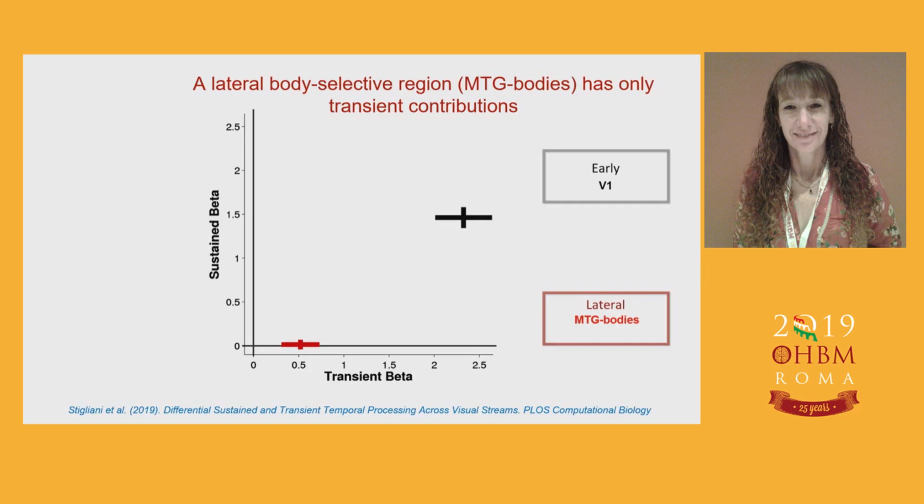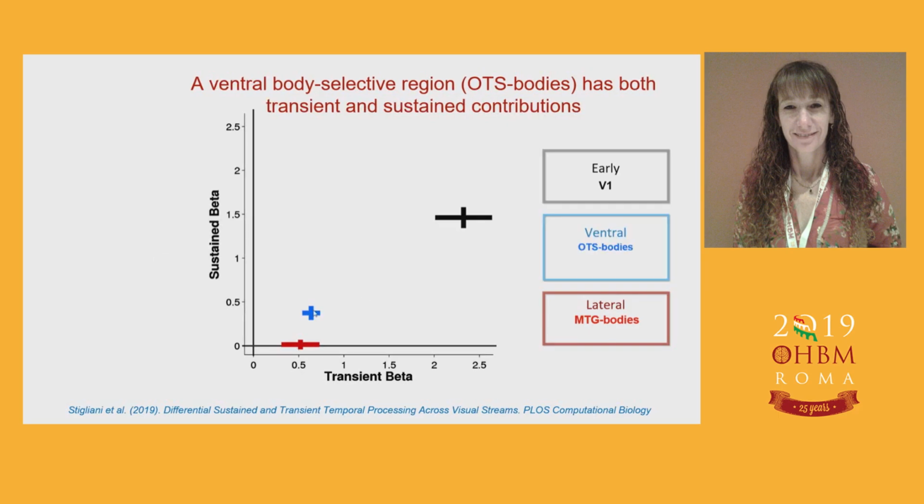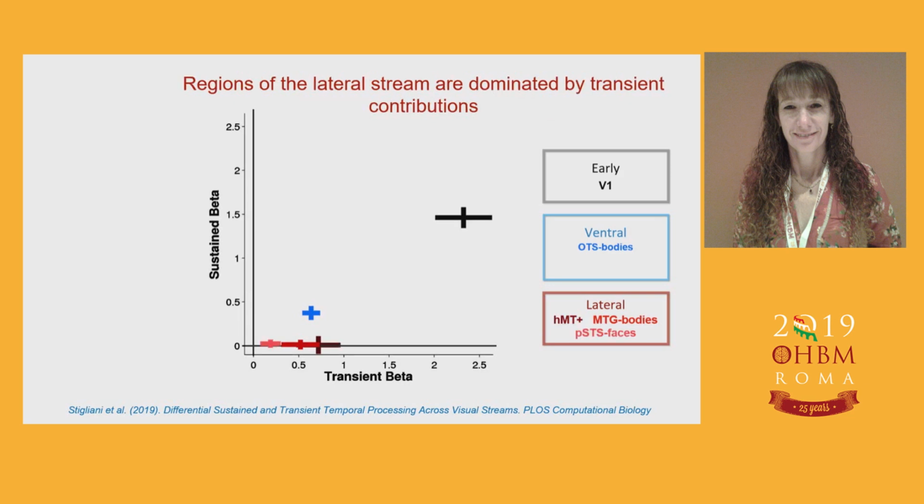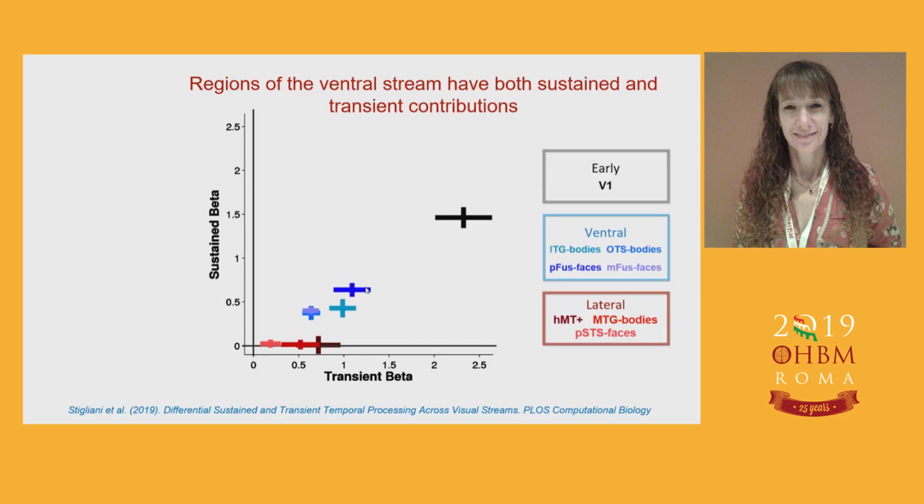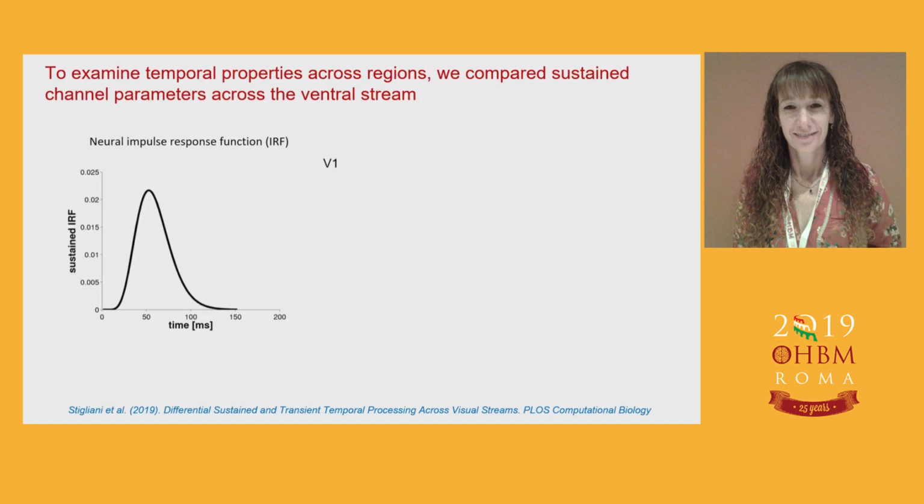But if you look at our body part selective region in the ventral stream, you get both sustained and transient contribution. And this profile was true for other regions in the lateral stream and other regions in the ventral stream. So basically, using these stimuli in this experiment, we're able to reveal significant differences in temporal processing across the ventral and lateral processing streams.